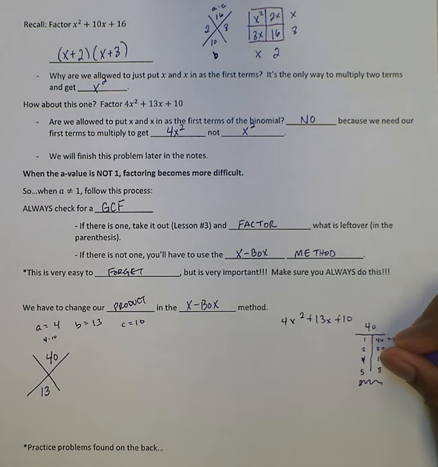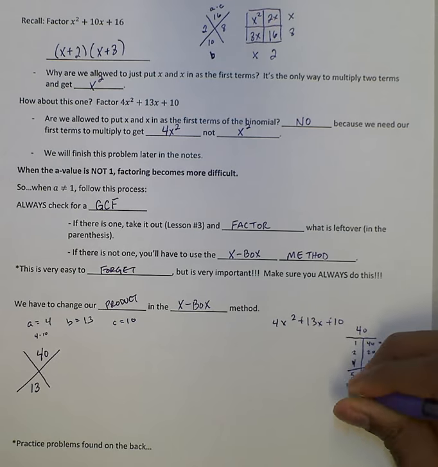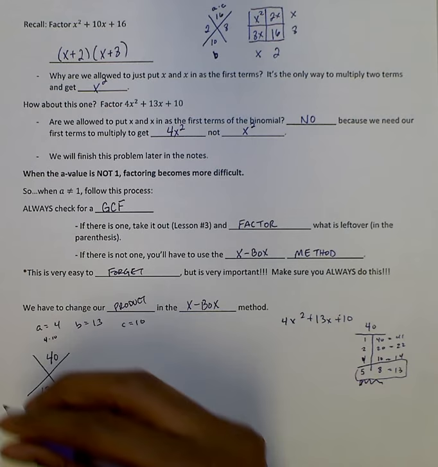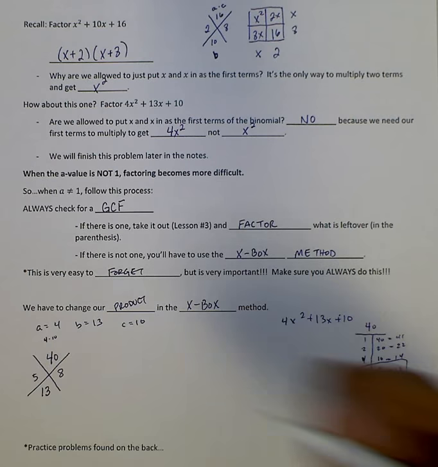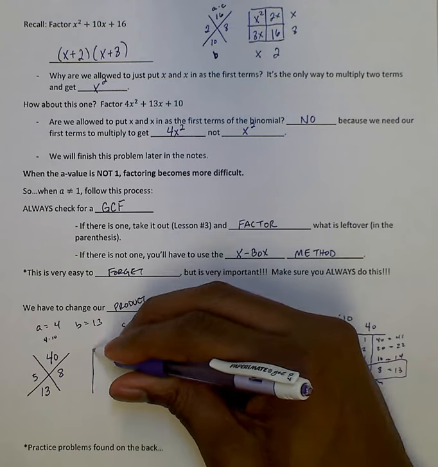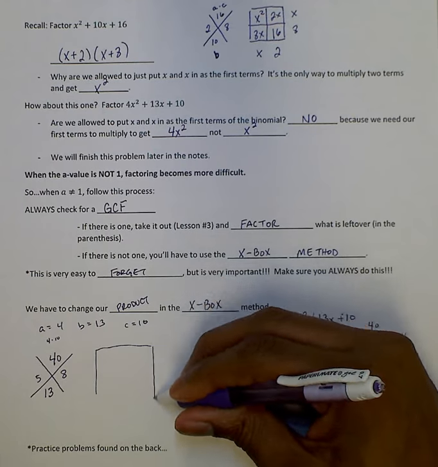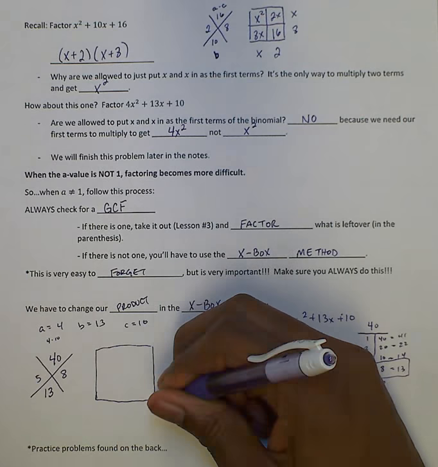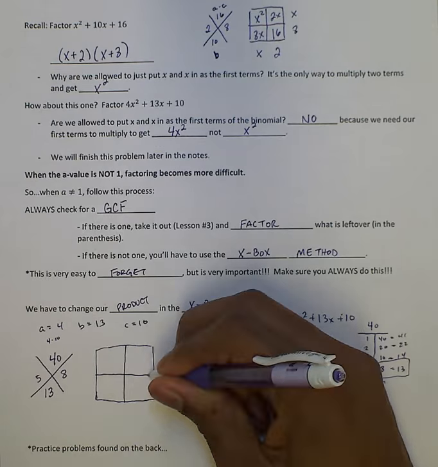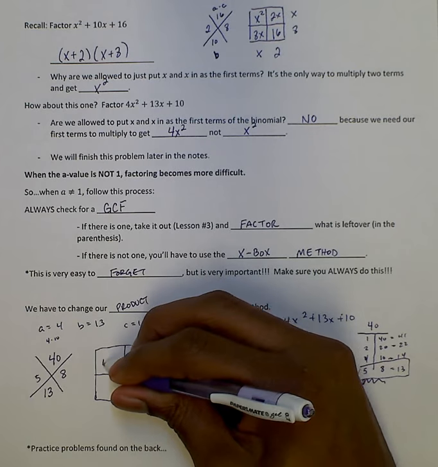We've got 41, 22, 14, 13. So 5 and 8 are our two numbers. We have 5 and 8 here, just like we did before. Now we'll make our box, again, just like before. There's no difference here. That's the nice part about this box method, is that you don't have to remember a different thing now that A is not 1. It might take a little bit longer, but you don't have to remember a different thing.